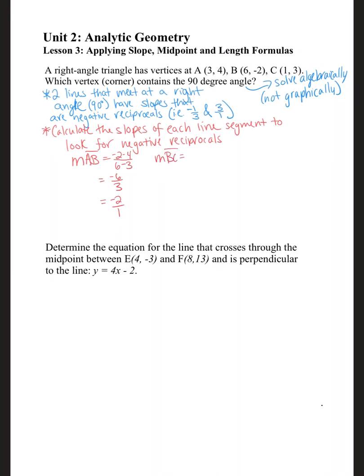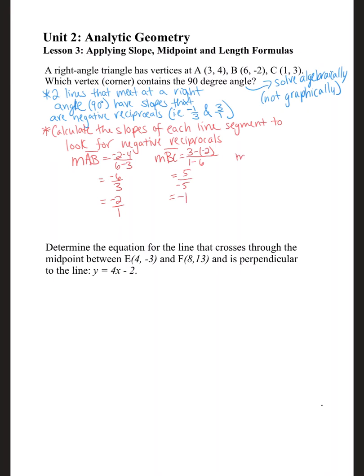So our y values for B and C are going to be 3 minus -2, and our x values are 1 minus 6. So 3 minus -2 is going to be 3 plus 2, which is 5, and 1 minus 6 is -5. So that's going to simplify to just -1.